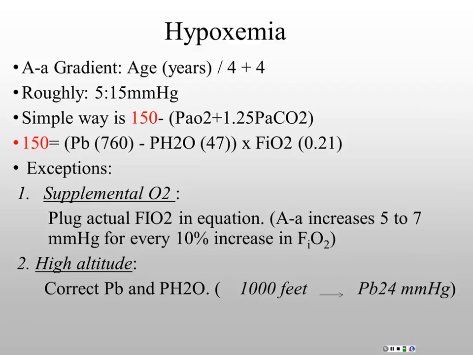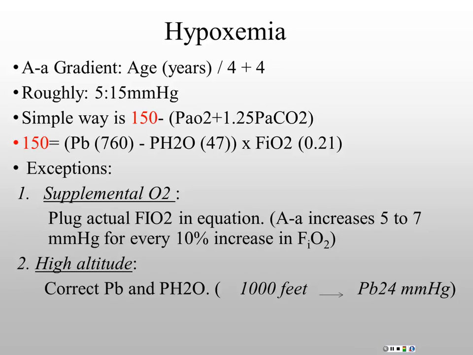If we talk about hypoxemia, the AA gradient depends on the age, and there are different formulas to calculate it. One of them is age divided by 4 plus 4, and roughly this will give you a number between 5 and 15. The simple way of calculation is 150 minus partial pressure of oxygen plus 1.25 partial pressure of carbon dioxide. These values can be obtained from your blood gas. This 150 number came from this equation.